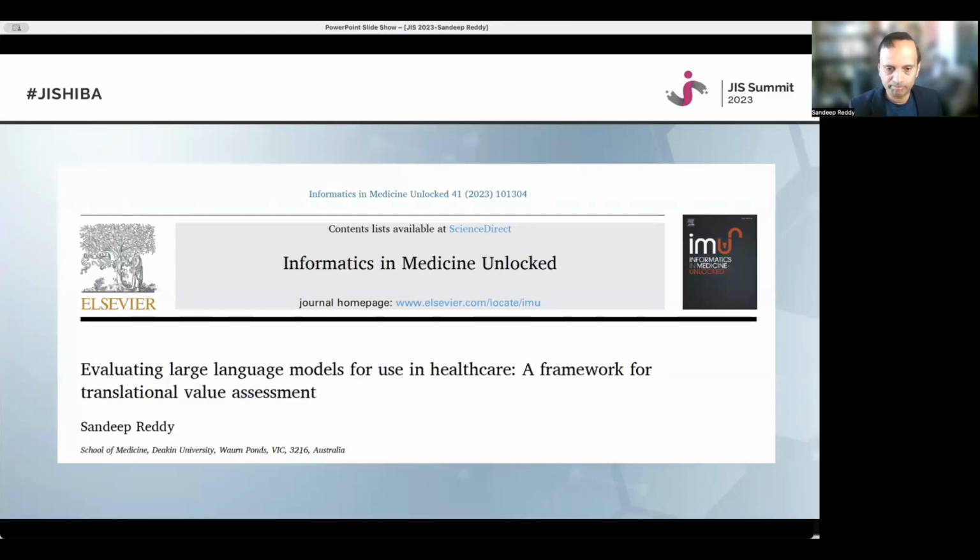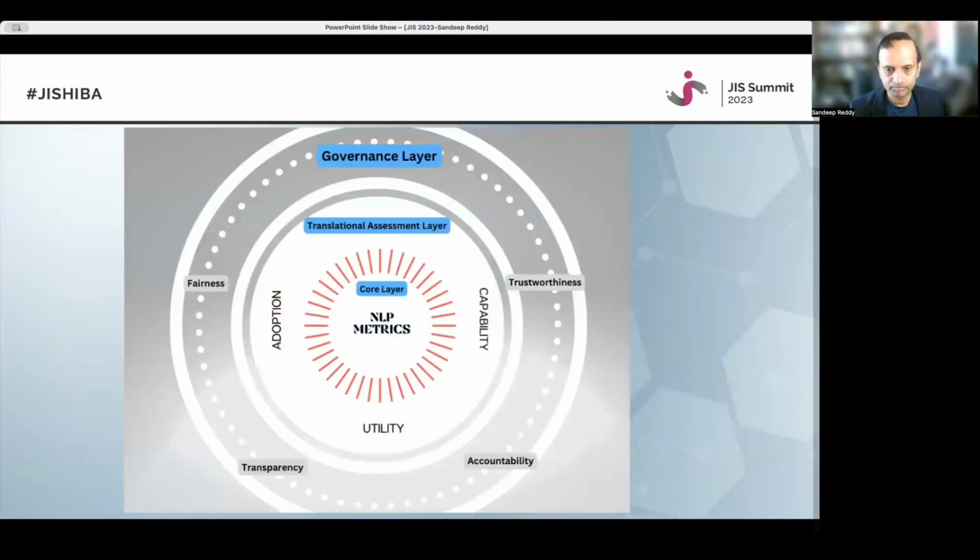So considering the benefits and the limitations, how do we approach the deployment and utility of large language models in healthcare? In relation to that, I published a paper in Informatics in Medicine Unlocked, and I'm going to be talking about some details of the paper. Relevant to that paper and that particular topic is this evaluation framework, which has 3 layers.